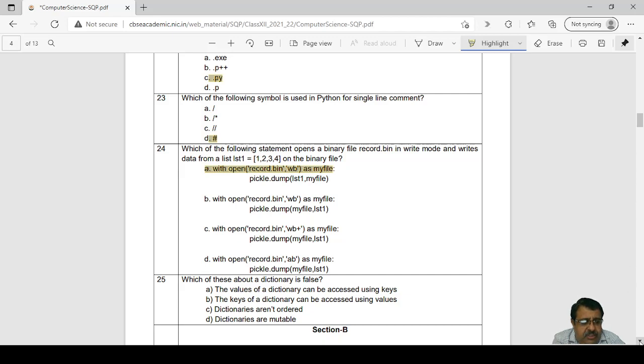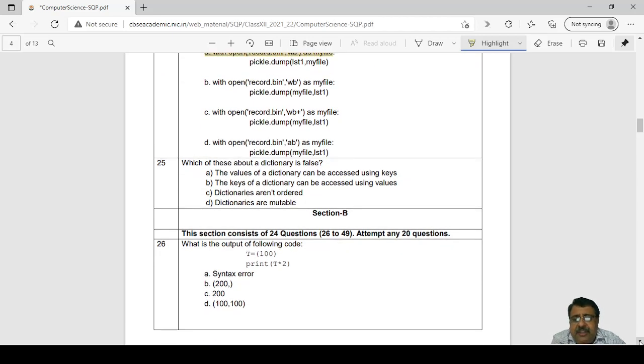So, the last question for this video is question number 25. Which of these about a dictionary is false? We know that dictionaries are mutable. We know that they are not ordered. We know that the values can be accessed using keys. The only fault here is that the keys of the dictionary cannot be accessed using values.